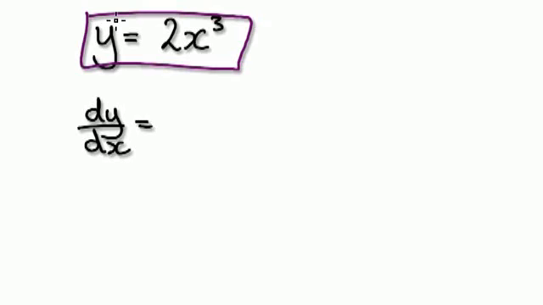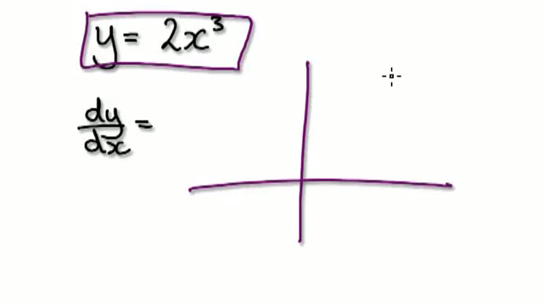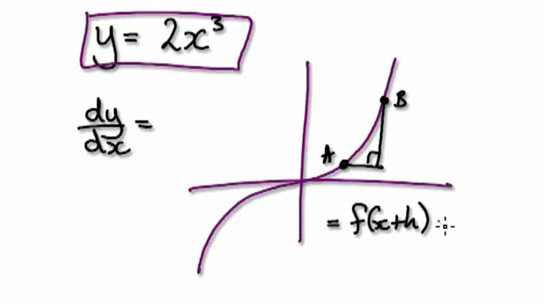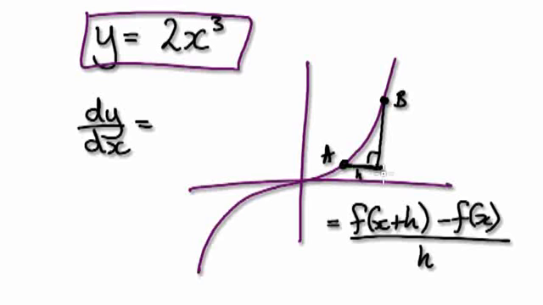Okay, so start out by sketching your graph. It will look something like this, and then set up your A, set up your B, and then inside your mind, think that currently the gradient that exists between A and B is given by f of x plus h, take away f of x, and then divided by h, being this length here.